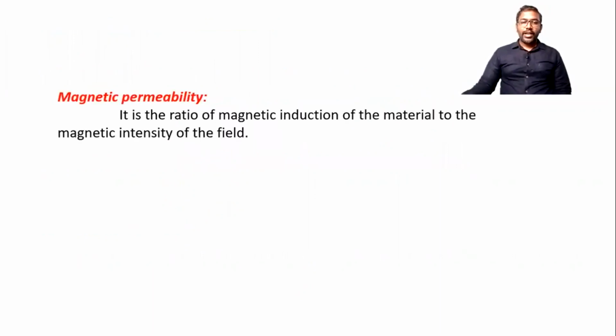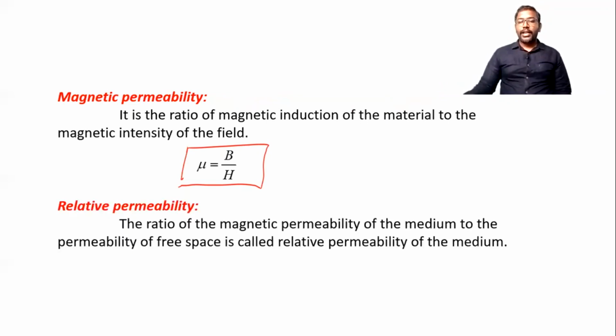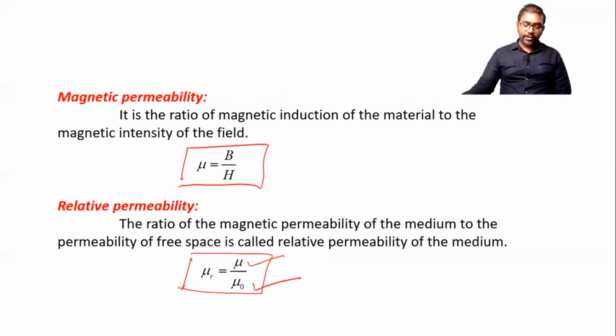Now the next definition is magnetic permeability. It is the ratio of magnetic induction of the material to the magnetic intensity of the field. You can see the formula for magnetic permeability. Relative permeability: the ratio of the magnetic permeability of the medium to the permeability of free space is called the relative permeability of the medium. It is represented by mu subscript r. You can see mu r is equal to mu by mu 0, the permeability of the medium to the permeability of free space.